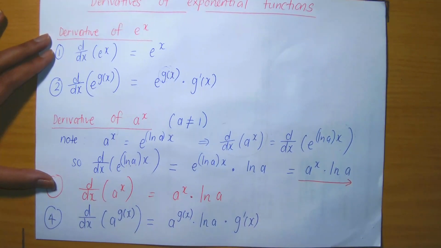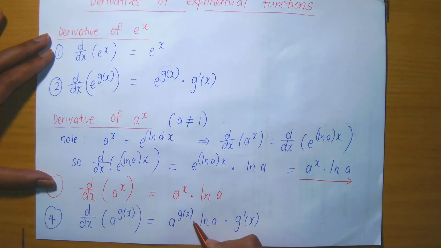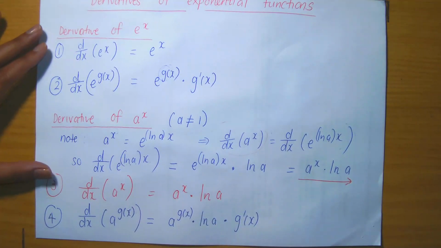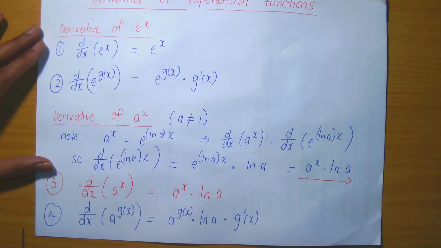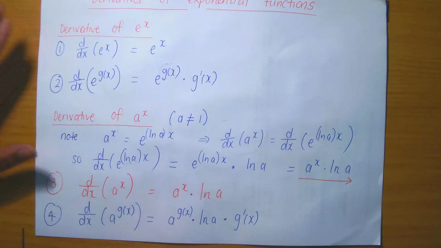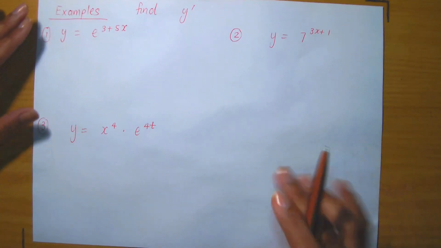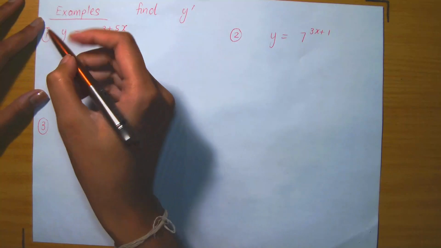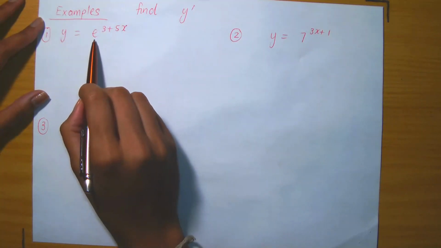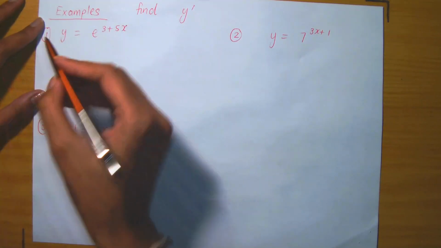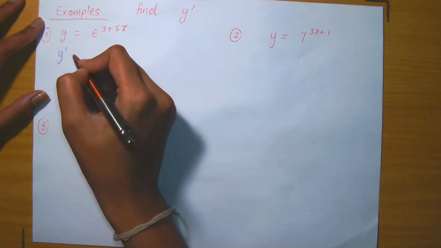And so this is our formula for computing the derivative of base a raised to some function g of x, where of course a is not equal to 1. So keeping this in mind, let's now look at some examples. I've got 3 examples prepared. The first of which is to compute the derivative of the function base e raised to the power 3 plus 5x. So we want to compute y prime.